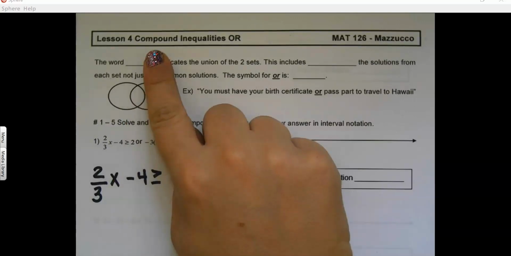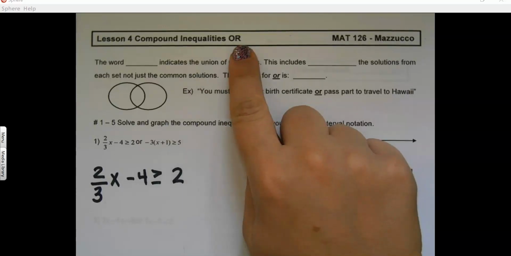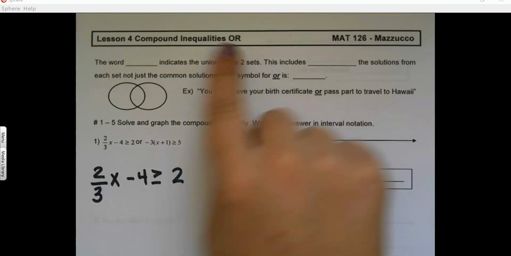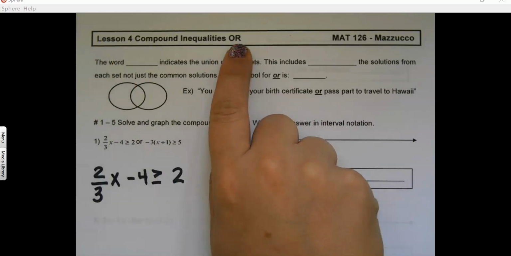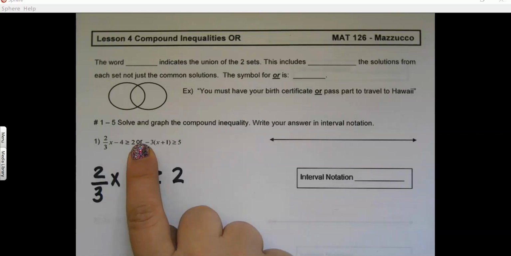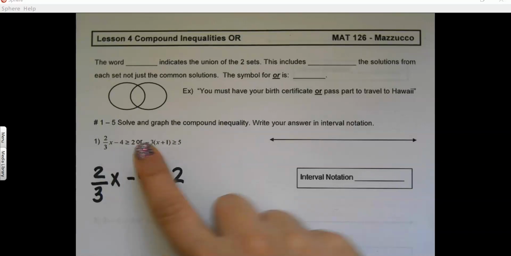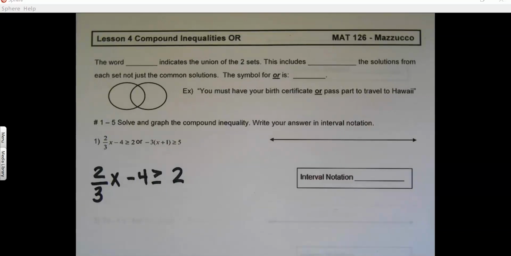This video is on compound inequalities, and we're going to first focus on OR inequalities. In the previous lesson, lesson 3, we talked about inequalities joined with the word and. In this lesson, it will have the word OR. Then we will end with review from lesson 3 and this lesson.